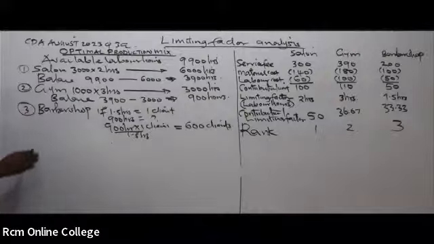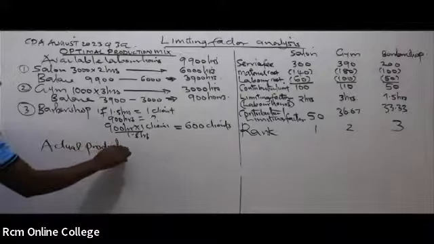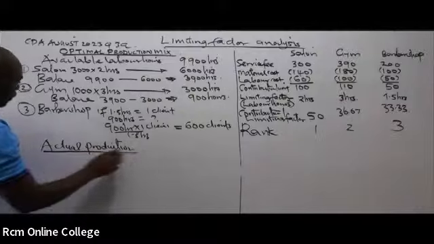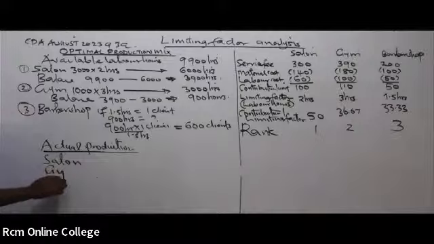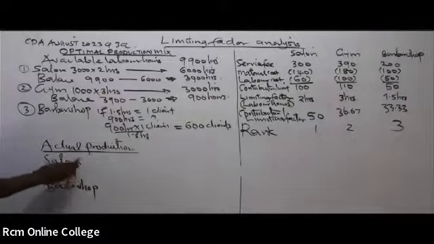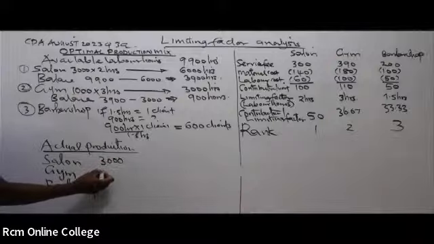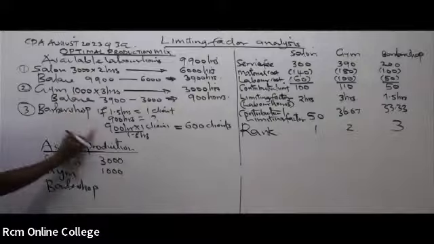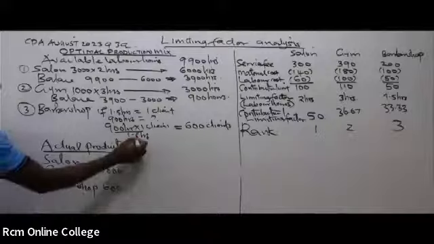clients. Now we go to what we call actual production. Actual production or actual service delivery, we have salon, we have gym, we have barber shop, right? So salon, we served all the 3,000 clients. Gym, we served all the 1,000 clients. Barber shop, we managed to serve only 600 clients.